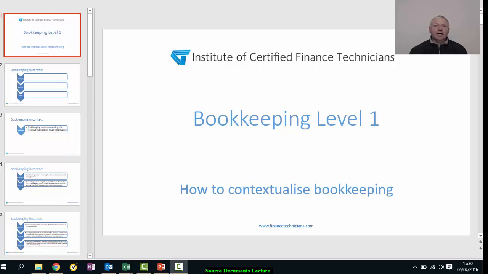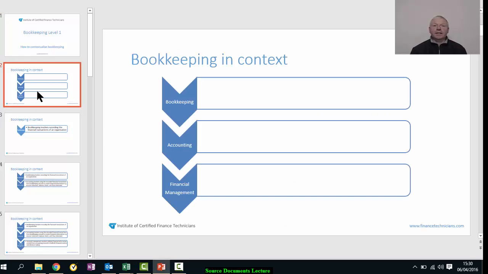So the first thing we're going to look at is the idea of putting bookkeeping into context. Bookkeeping really is the foundation of all financial reporting, because without bookkeeping you can't produce accounting records and you can't produce financial management. So let's have a little look at how bookkeeping fits into the hierarchy of financial information.